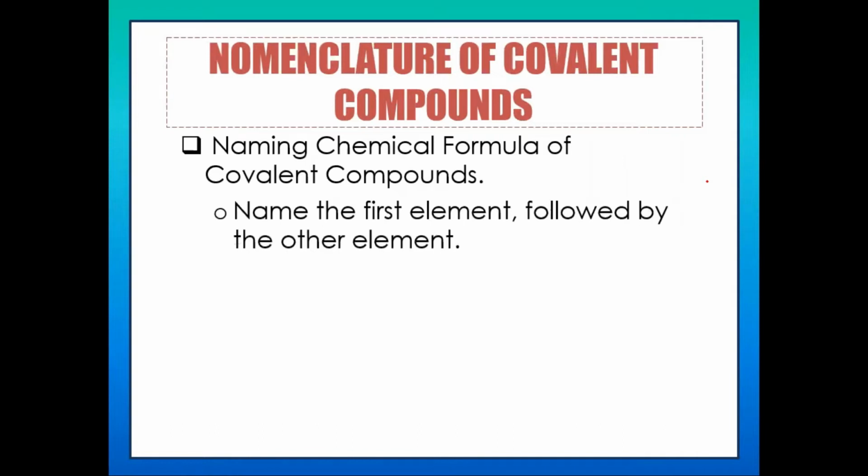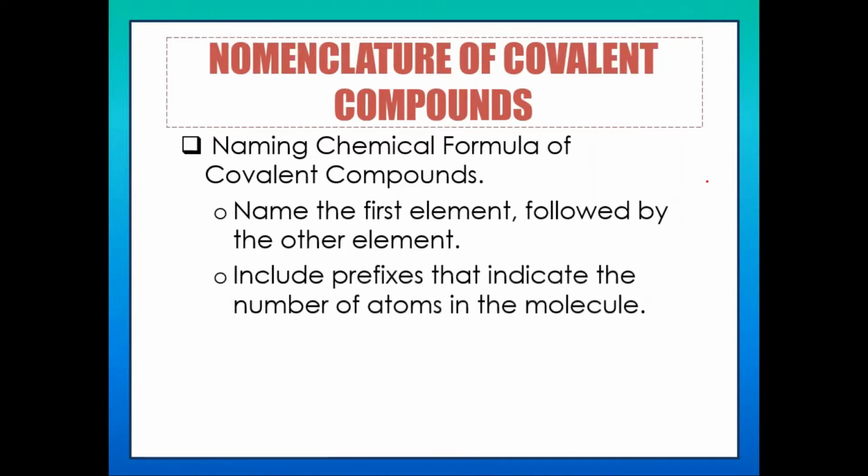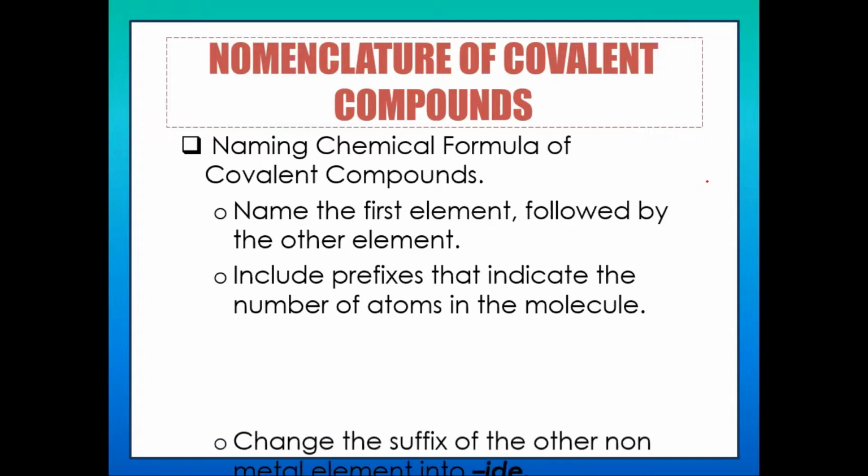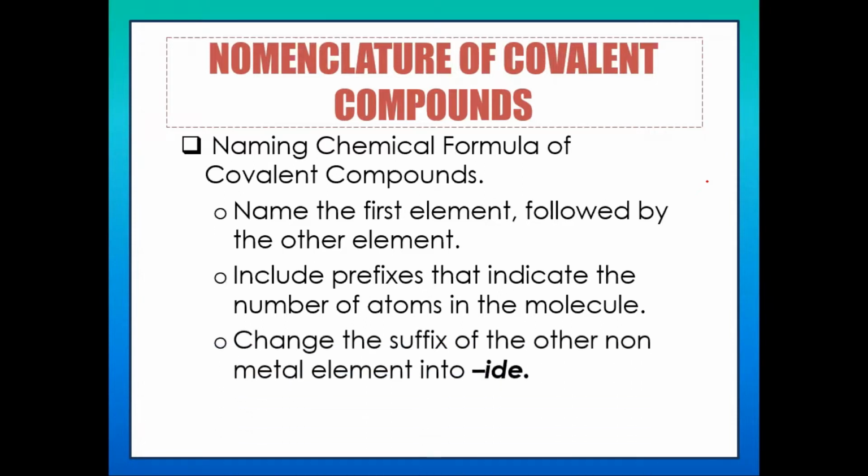So here are the steps that you have to be mindful of. One is name the first element followed by the other element. Second is include prefixes that indicate the number of atoms in the molecule. So you can identify the number of atoms involved in the compound by merely looking at the subscripts. Okay? So we'll teach you about that later on. Third, which is the last, change the suffix of the other non-metal element into ide.